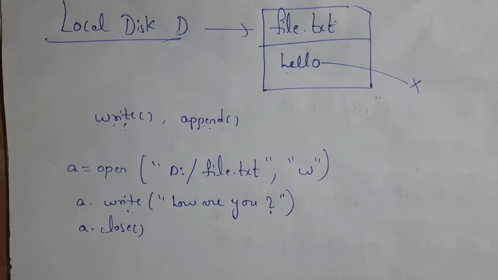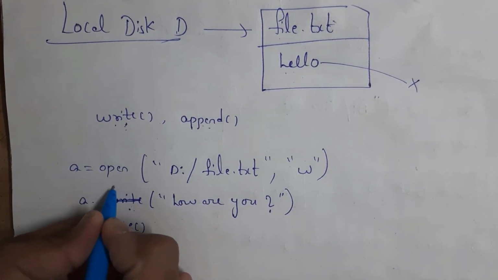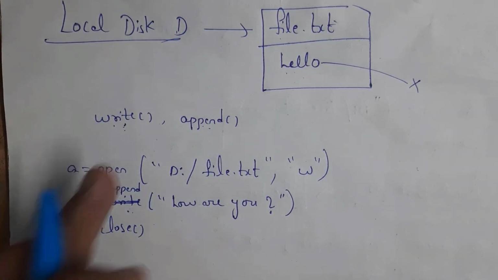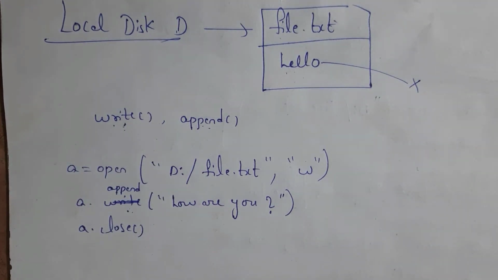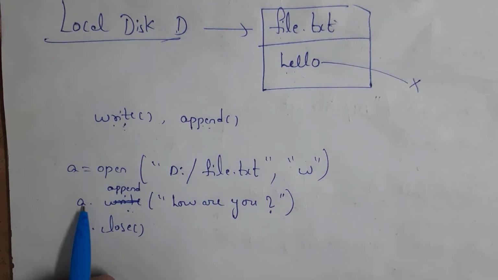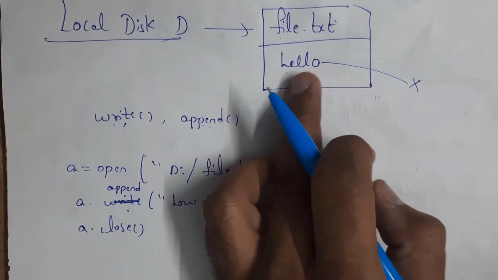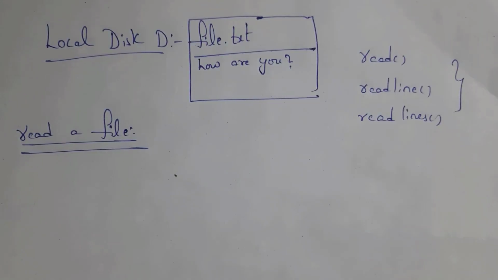Same example, just in place of writing a.write, just write here a.append. Difference between write and append method is, where write method will delete previous data and it will add new data, whereas by using append, it will not delete data which is present in my file. It will just add this text at last. So whenever you write here a.append of how are you, it will not delete this hello and at last it will add how are you. How are you.